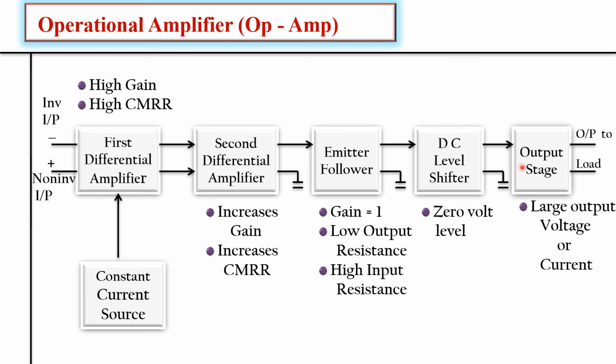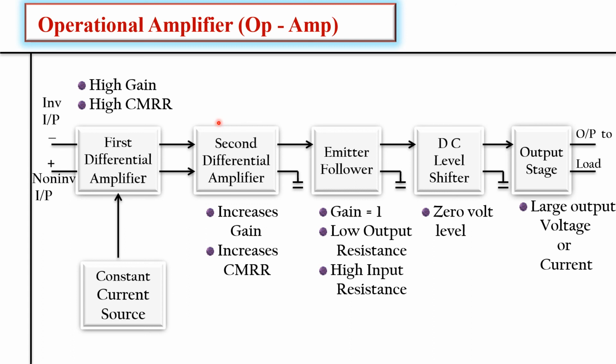The input for which the output is in phase is called the non-inverting input, denoted by the positive sign. The other input, when the output and the applied signal are out of phase, meaning they have a 180-degree phase shift, is called the inverting input, denoted by the minus sign. So we have seen here the block diagram of op-amp.